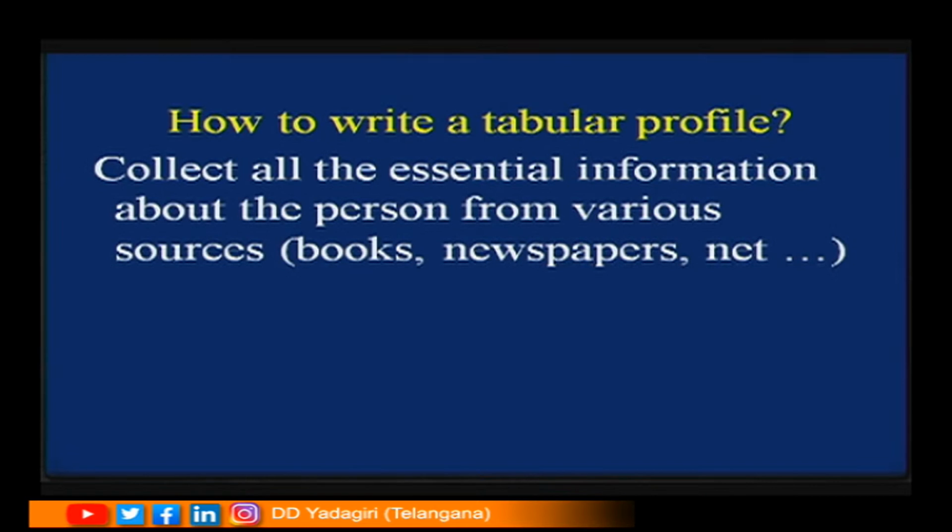While writing a tabular form of profile, we must take care of some points. For instance, collect all the essential information about the person that you are writing about from various sources. For instance, you may take the information from books, newspapers, the internet, etc.